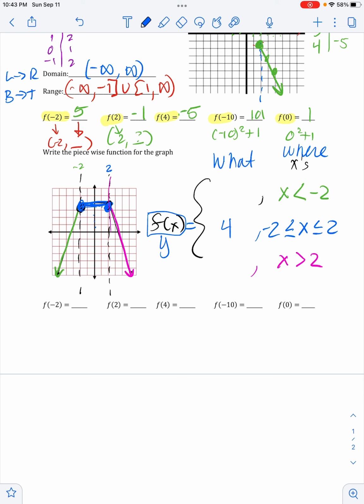How about the green piece? The green piece goes, and you can do this a couple different ways. You can use actual points, you can count, whatever you're comfortable with. If I start here, I go up 1, 2, 3, over 1, up 1, 2, 3, over 1, and so on. So I know my slope is 3.